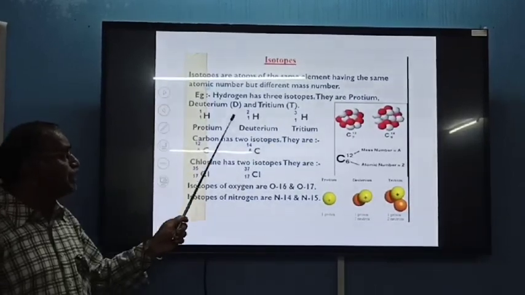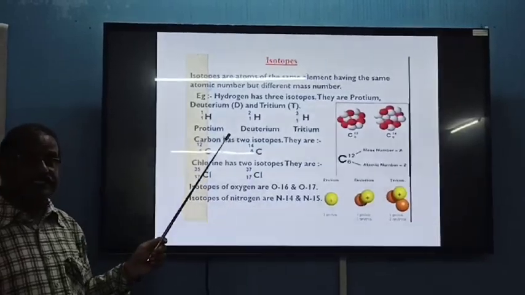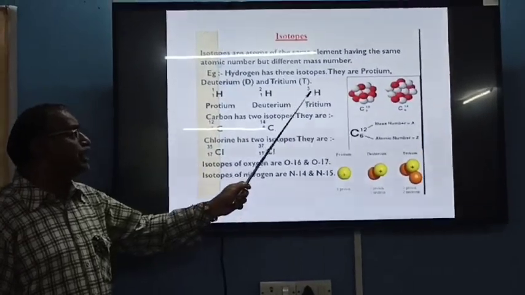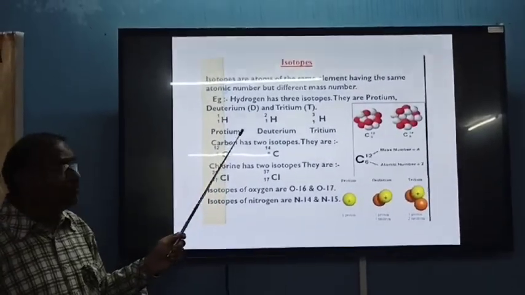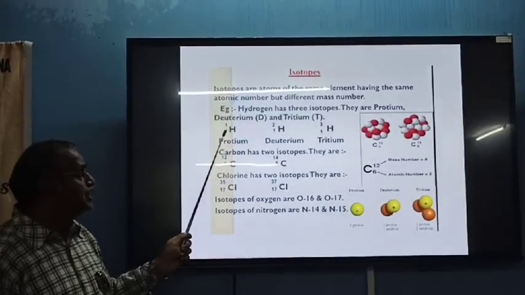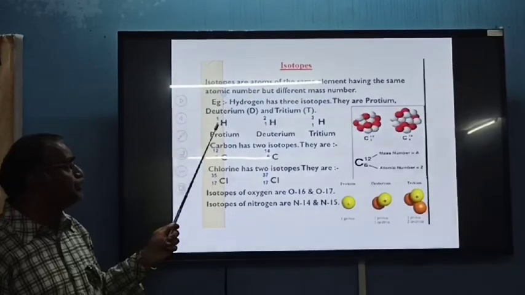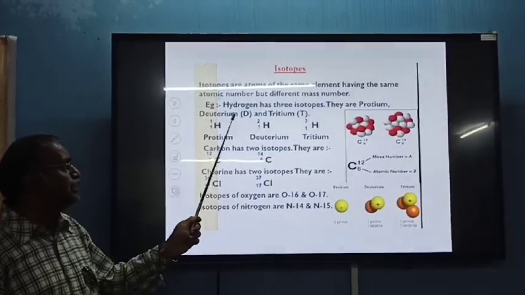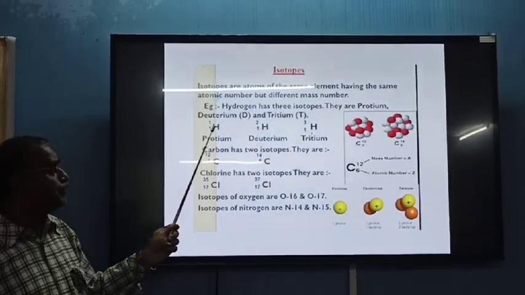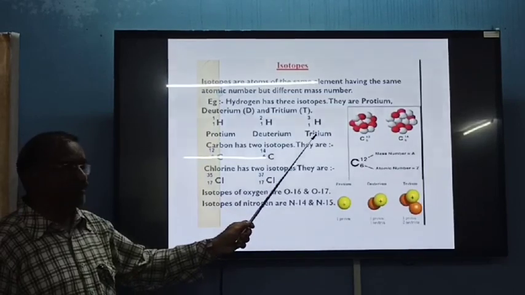But with the same atomic number, the element cannot change. Same element, same properties. Physical properties may be different, but chemical properties will be the same because the element is the same. Why is the element the same? Because the proton number, the atomic number, is the same. So these are isotopes of hydrogen. The first one is named protium, this one deuterium, and this one tritium. The names of hydrogen isotopes are protium, deuterium and tritium.